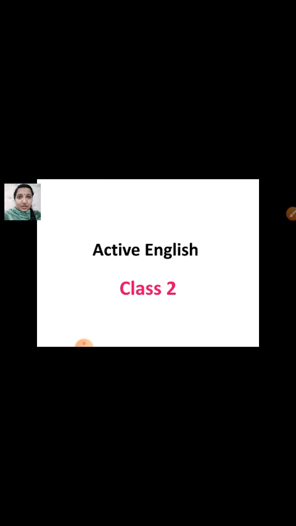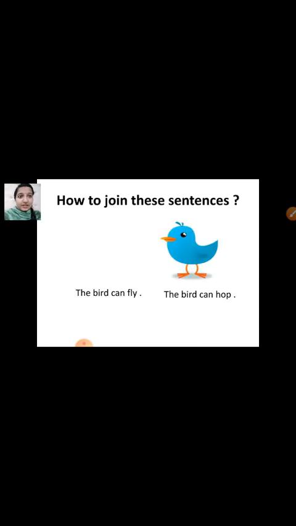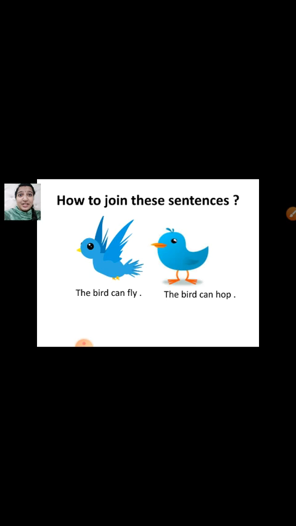Today I am going to teach you Active English. Remember your Active English subject? Now, here, oh wow, a bird looking so beautiful. Here I can see two sentences also. First sentence, the bird can fly. See, the bird is flying and coming over there. Next sentence, the bird can hop. See, the bird is hopping also.